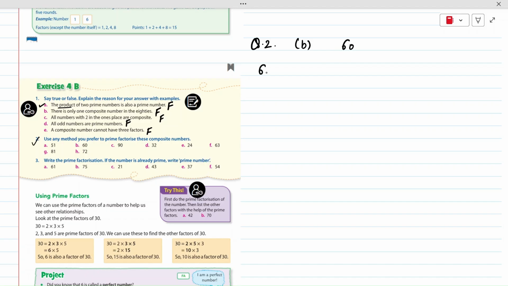So let us break it down. For 60, we will start with 1. This is one of the factors. Then 2 is also a factor, 3 is also a factor, 4 is also a factor, 5 is also a factor, 6 is also a factor. 7 is not a factor, 8 is not a factor, 9 is also not a factor. 10 is a factor again, right? 12 is a factor. Then 13 is not, 14 is not, and 15 is there. Yes, right? So after 15, what do we have next?